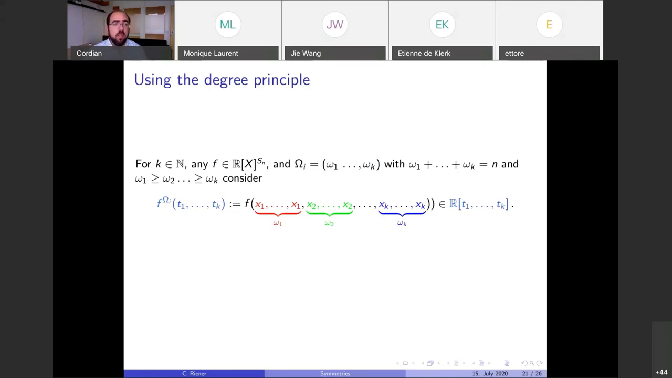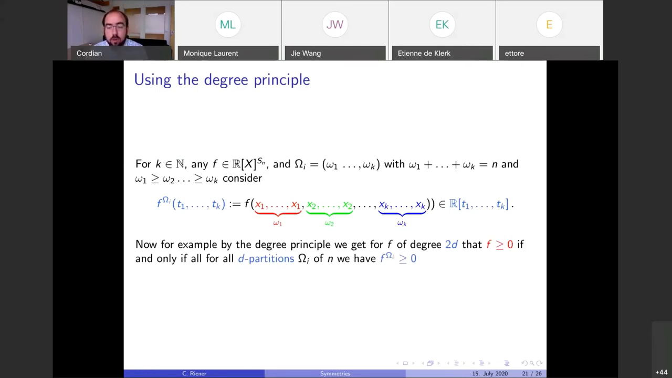What do I mean by smaller dimensional? How do I actually realize this? Well, for every symmetric polynomial and every possible tuple omega = (omega_1, ..., omega_k) with the property that they sum up to n, we consider a new polynomial f_omega, which is a polynomial only in k variables t_1 to t_k. This is very straightforward, of course, by setting the variables of my original problem to be equal. So, of course, one gets that the polynomial is, for example, non-negative if for all of these partitions that I get here, the polynomials that I get in fewer variables are non-negative.